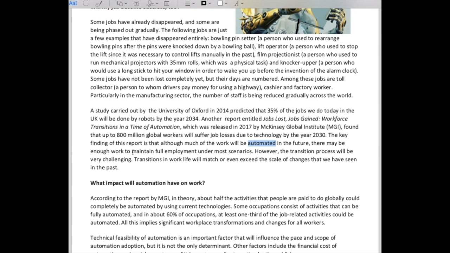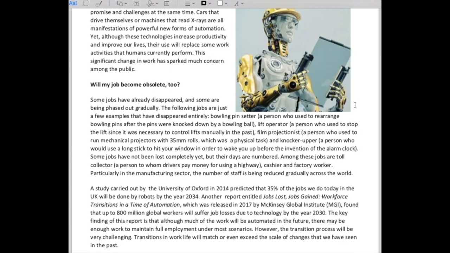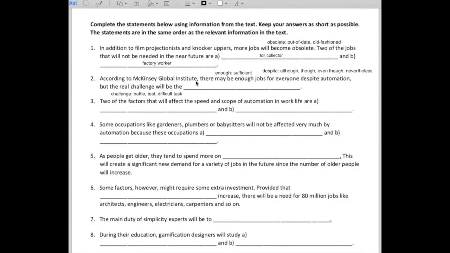There may be enough work to maintain full employment under most scenarios. However, the transition process will be very challenging. So this is the information that we need. The important one is the transition process. So let's see if this fits in the sentence that we have. So let's go back. So according to McKinsey Global Institute, there may be enough jobs for everyone despite automation. But the real challenge, now here we have the subject, will be, there's the verb to be in the future, and then the transition process.